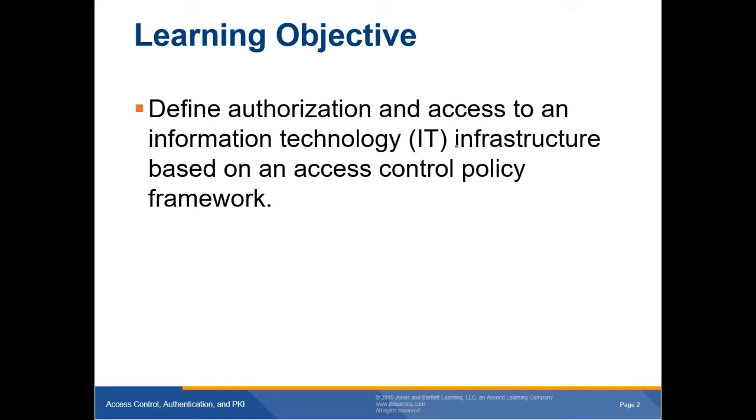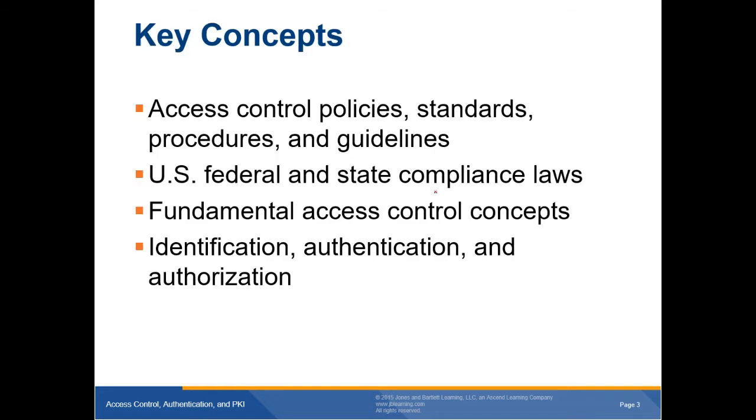A network needs to be protected. You read about it all the time in the world. Who just got hacked for this or that. They're looking for information. Information is key. So we're going to start out. Define authorization and access to an information technology infrastructure based on an access control policy framework. So that's what we're kind of looking at. How does all this come together?